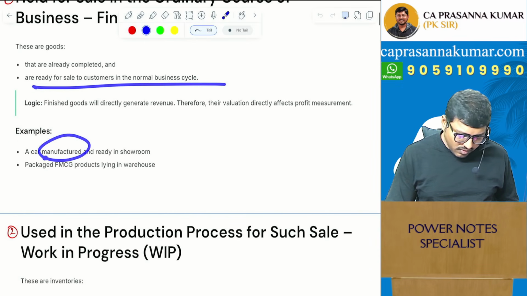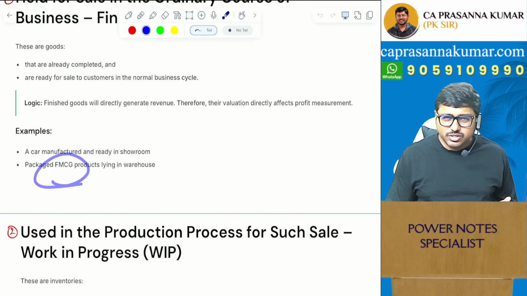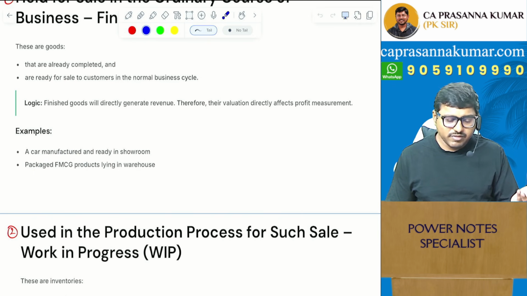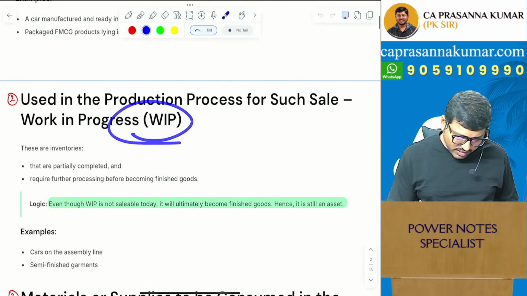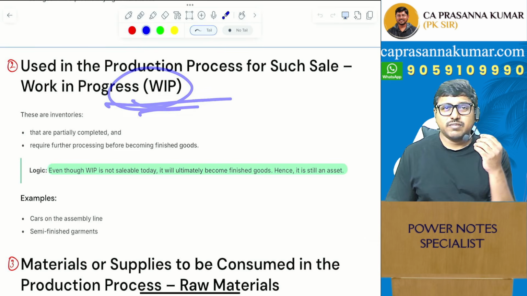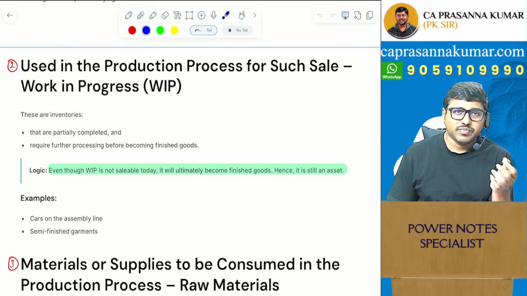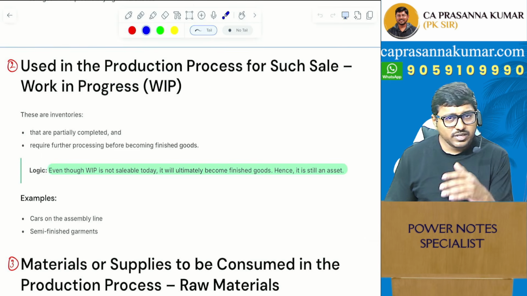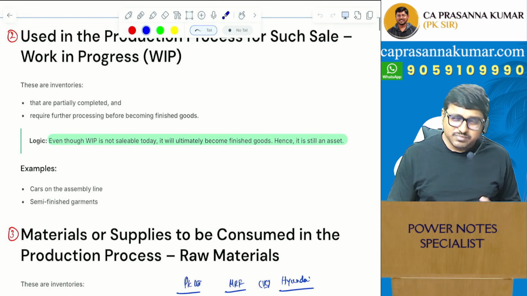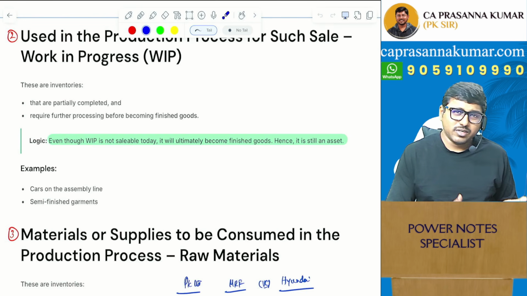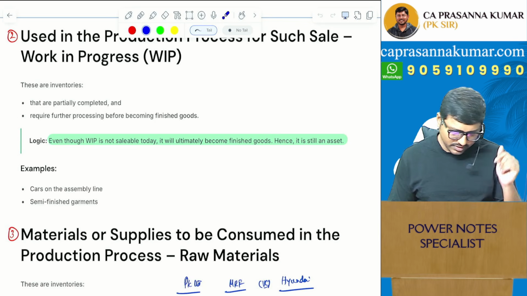For example, a car already manufactured, or FMCG goods which are about to be sold, which are ready, they are finished goods. The second type is WIP. See, when it comes to WIP, it is referred to as work in progress. You know this in costing. Here it is neither raw materials nor finished good. So obviously they are half completed. We cannot say half. It can be 30%, 40%, 50, 60, 70 completed.